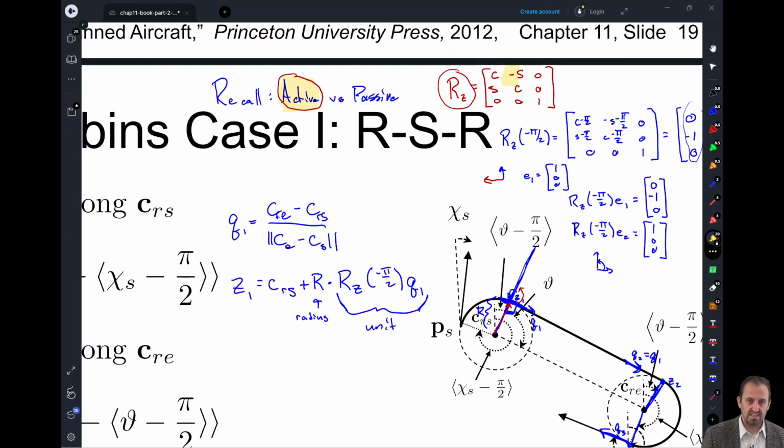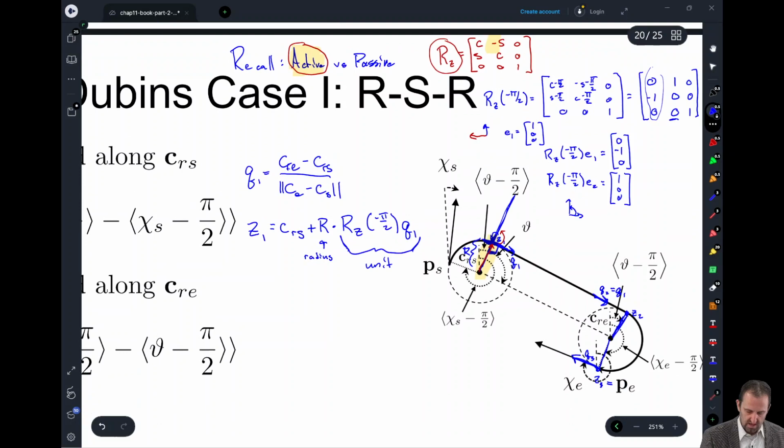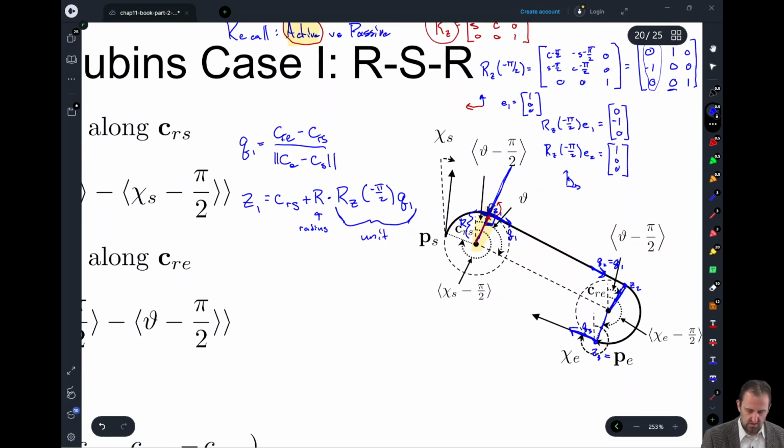When we defined RZ in chapter 2, we have the negative in a different spot, but that was because it was a passive rotation. Okay, excellent. So we're going to take Q1, rotate it back by pi halves, multiply it by r to give our radius, and that gives us this distance there. So that's Z1. Excellent.